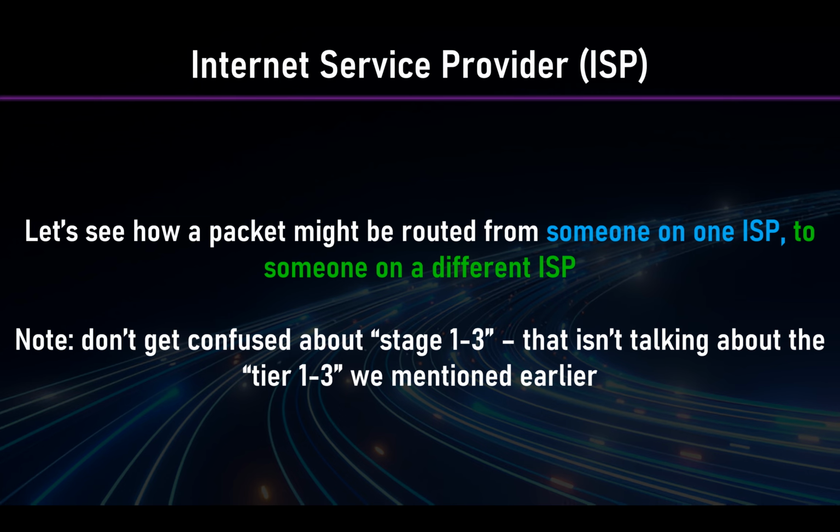So let's see how a packet might be routed from someone on one ISP to someone else on a different ISP. And don't get confused about stage 1 to 3 in these next slides. That's not talking about the tier 1 to 3 that we've just seen. This is just saying what happens first, what happens second, what happens third.